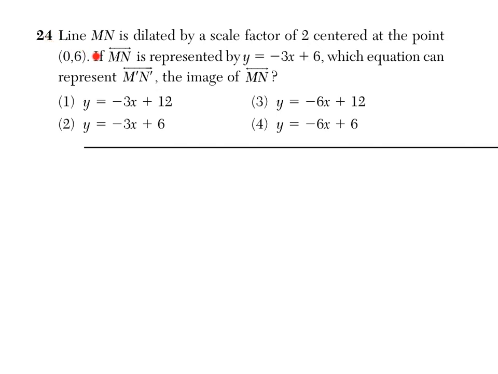Last question, number 24. Line MN is dilated by a scale factor of 2, centered at the point (0, 6). If line MN is represented by y equals negative 3x plus 6, which equation can represent M prime N prime, the image of MN? And we've got 4 different options. We need to scrutinize this a little bit further, though, because this question is kind of tricky. So if we wanted to graph this, we recognize that if it's at (0, 6), it's going to be approximately right there on the y-axis, and it's probably looking a little something like this, right? Down 3 over 2, down 3 over 2.